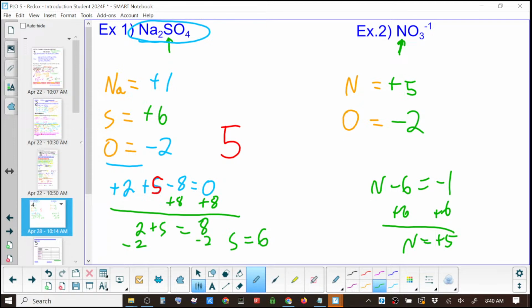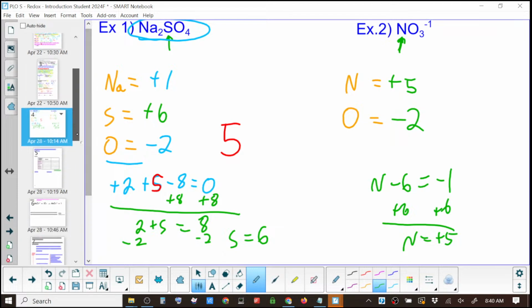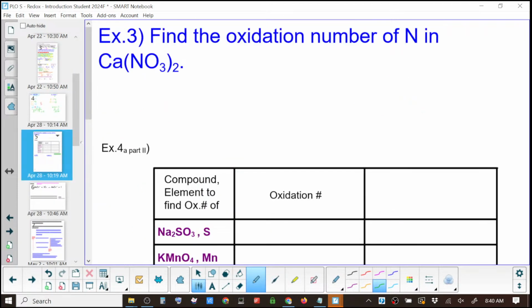Practice another one. I hear the chorus of yeses. Please. What is the charge on that nitrogen?